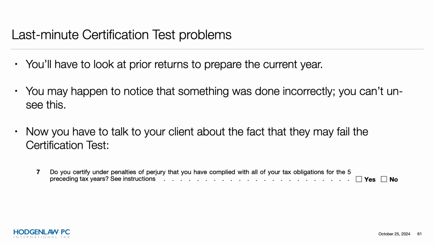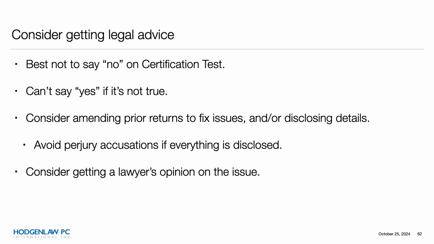Certification test says, do you certify under penalties of perjury that you've complied with all your tax obligations for the 5 preceding tax years? And generally it's best not to say no on that test because you're kind of inviting all kinds of unwanted IRS attention. But obviously you can't say yes if it's not true.